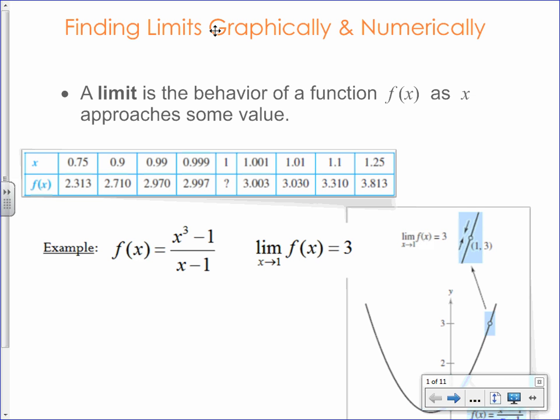So, first of all, here is the function that we are talking about, all right? And we are evaluating the limit as x approaches 1 of our function, okay? So you'll see using this table of values, as our x values get closer to 1, what do our y values get close to? 3. So the limit as x approaches 1 is 3.